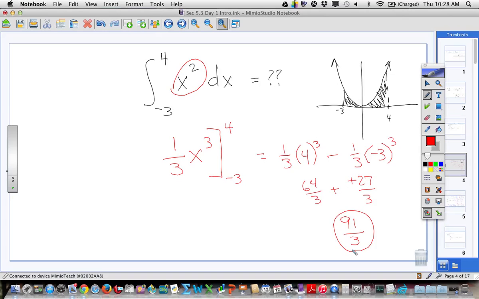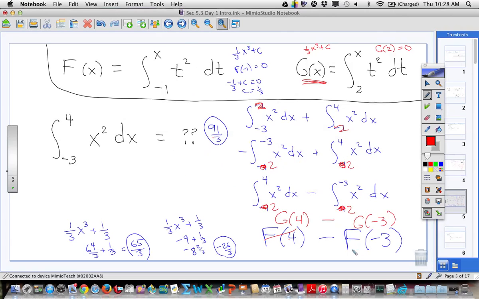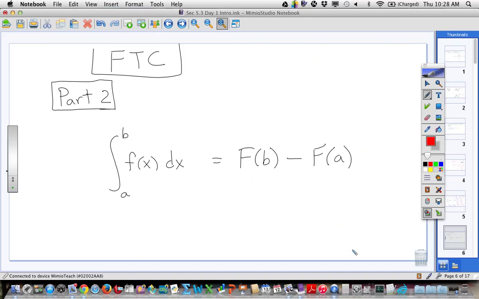Okay? Now, so the plus c doesn't matter, right? The left endpoint, it's good. We can take any old antiderivative and do it. So that is fundamental theorem part 2. Now, okay, fundamental theorem part 2 is this right here. Okay, fundamental theorem part 2.